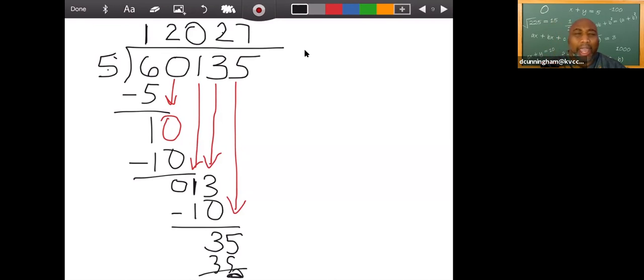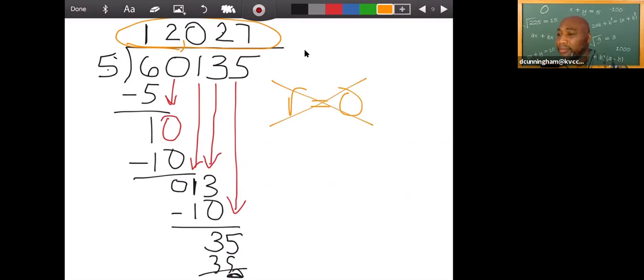There's no other numbers that we have to work with. And so our remainder is 0. So this goes into evenly. This is an example of a number that goes into another number evenly. And so our answer would just be this, 12,027. And then we'll circle it. There's no remainder. You don't say the remainder is equal to 0. You do not write R is equal to 0. If it's R is equal to 0, then you just don't write it. So you don't have to write that. This number goes into evenly.